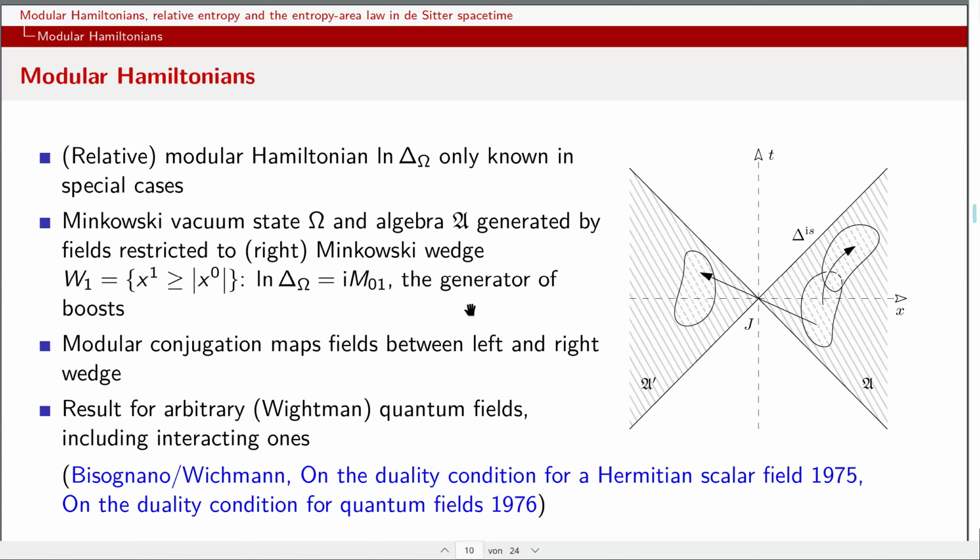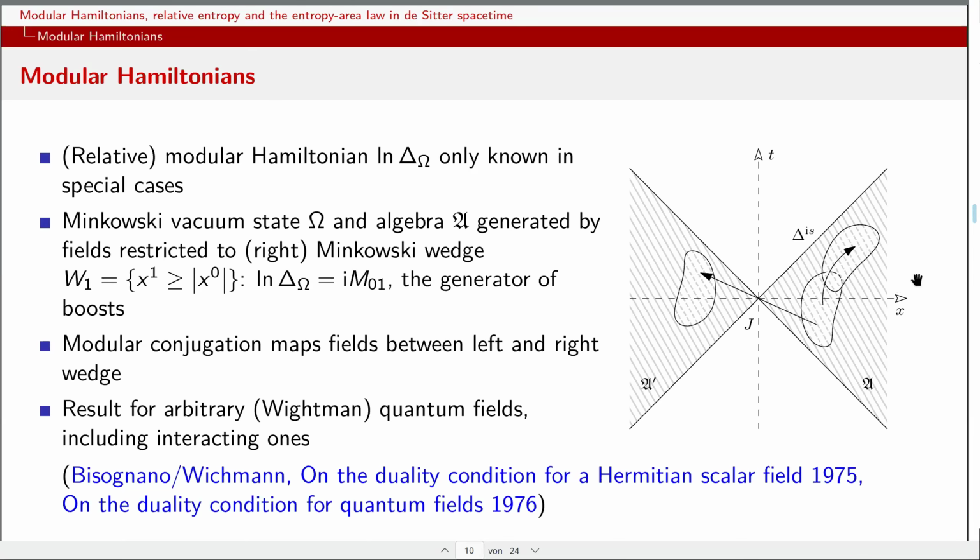It's the case when we have the Minkowski vacuum state omega, and the von Neumann algebra is the one that is generated by fields that are restricted to the right wedge. If I draw you a picture here, the right wedge is the shaded region on the right. There's time and space. So my algebra is all the fields in this region. Everything that is space-like related, so the left wedge, that's my commutant. These things commute with the operators in the right wedge.